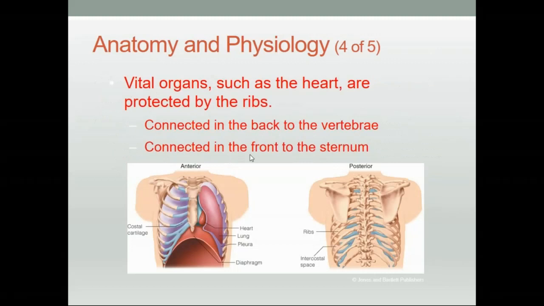Functions of the rib cage. Protection for those structures in the chest. The ribs articulate or connect anteriorly with the sternum, with sternocostal cartilage.